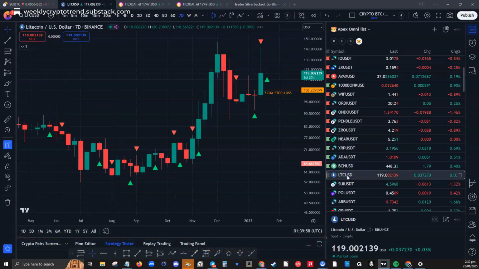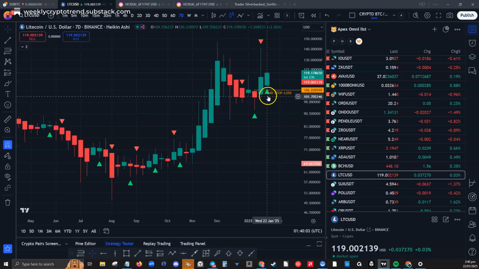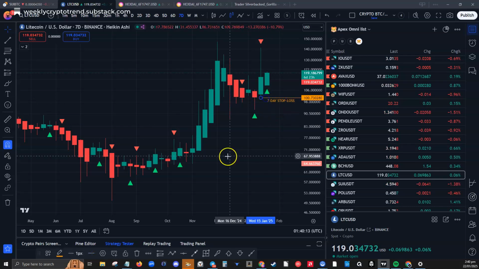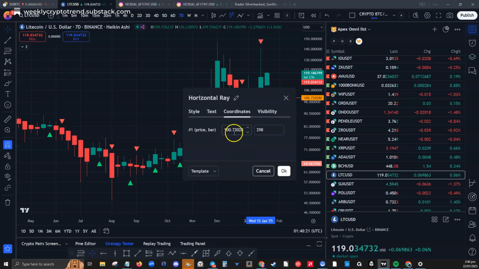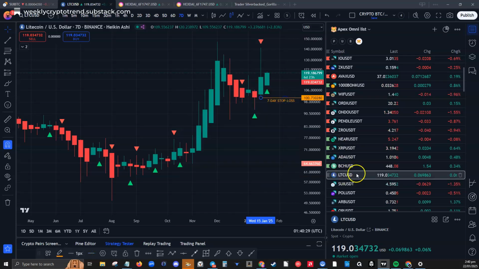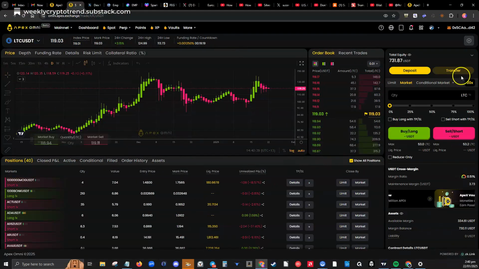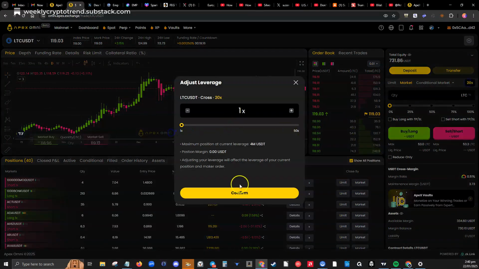Litecoin has just changed to Heikin Ashi. With Heikin Ashi, we've got a current buy, a current green candle. We would actually switch from short to long, and we would just get these coordinates here and copy those, and that's Litecoin. So it's going to be a long, yeah. So Litecoin long. Get rid of the leverage. First thing you do.